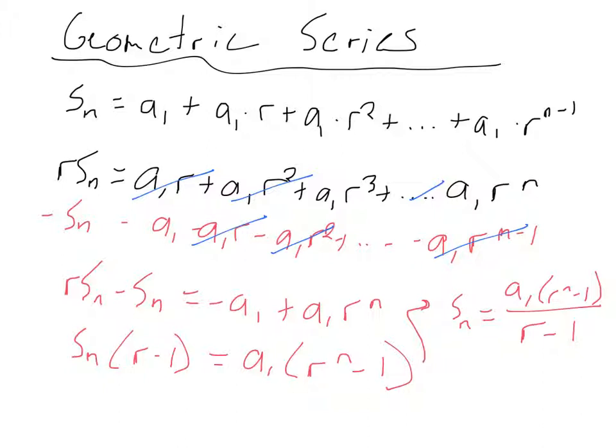Some people also write it in a different form. They factor out a negative 1 from the top and the bottom, and if you do that, you get a sub 1 times 1 minus r to the n over 1 minus r. So that's another possibility that works too. It's the same expression, just put in a different order more or less. In either case, if I want the sum of the first n terms of a geometric series, I can use this formula right here. Okay?